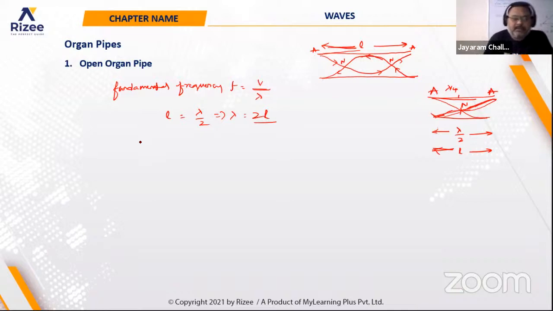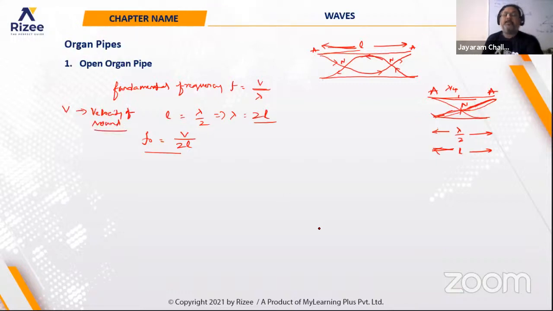Then the fundamental frequency of this, that is F naught in an open organ pipe, can be written as V by 2L, where V is the velocity of sound. Depending upon the situation, the velocity of sound value will be provided depending upon the temperature and the remaining things. Now this is your first loop formation, where you require only one loop.